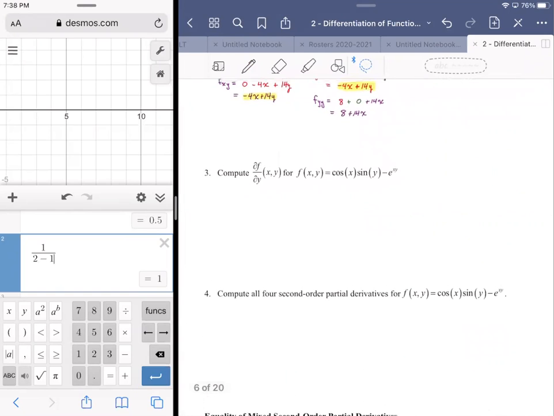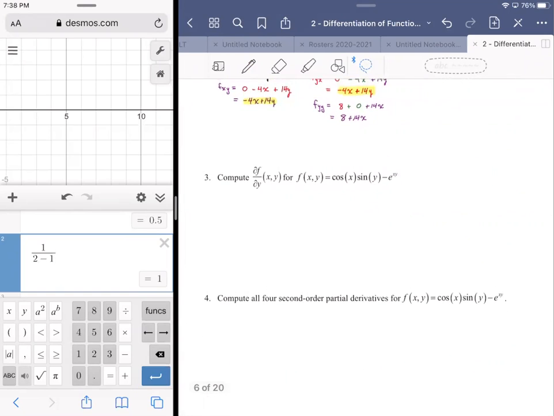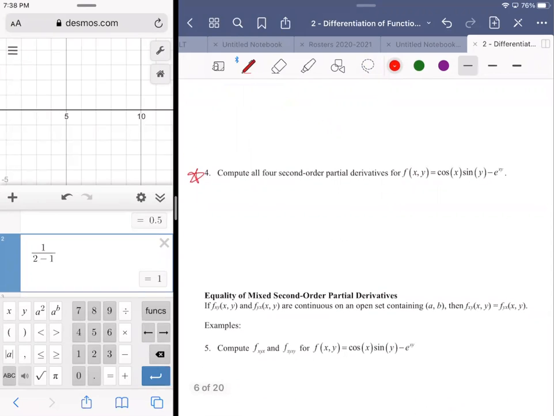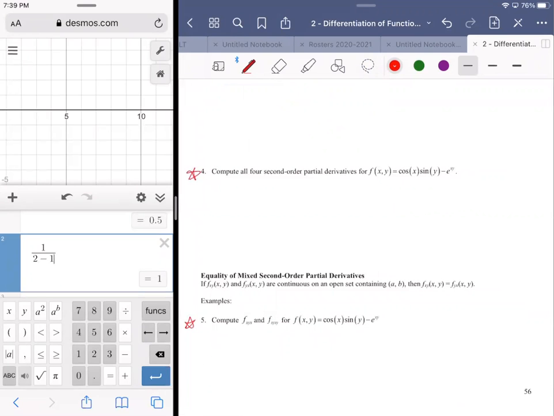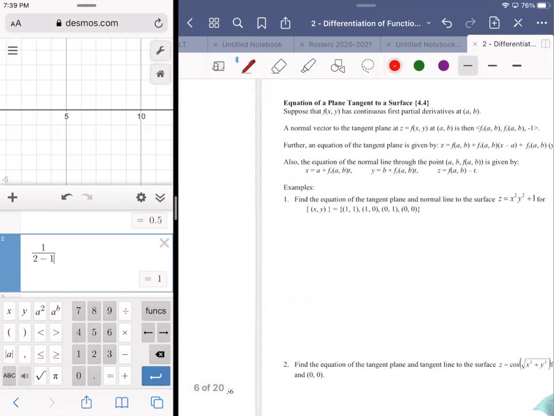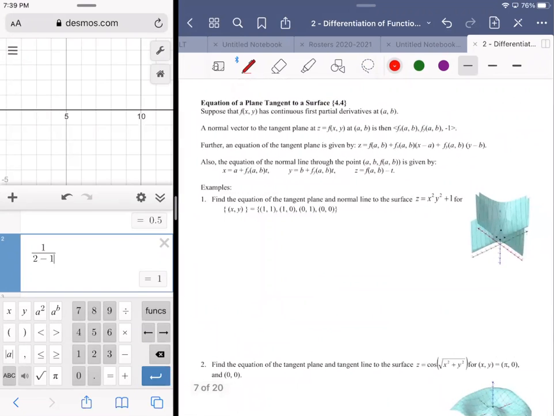So numbers 3 and 4, kind of along the same lines, just a little spicier. I'll put some stars on those bad boys so you can tackle those for next class. And number 5 also addresses the equality of mixed second order partials, so you can kind of see where that goes. But I wanted to touch on one last thing tonight.